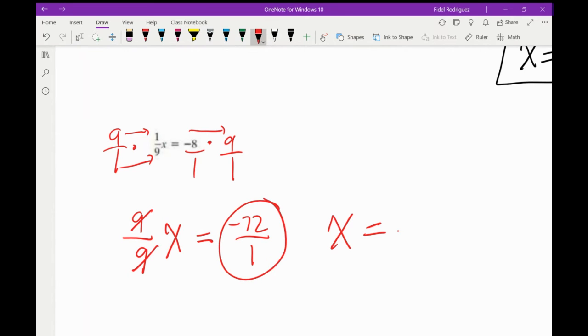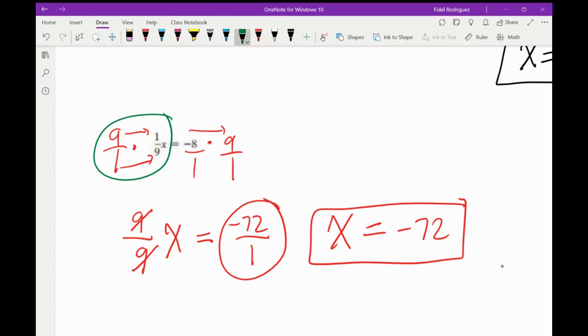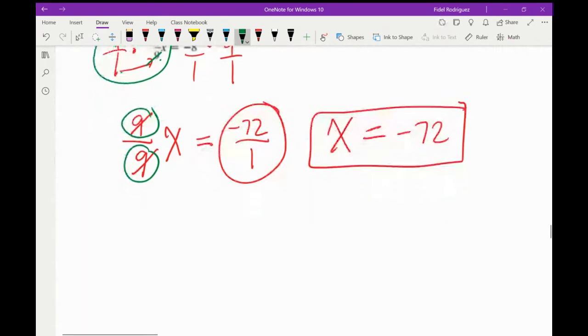And -72 over 1 is just -72. So one of the things that I want to point out is that when we multiply by the reciprocal here, this 9 and that 9 are always going to cancel out, right? So I'm walking you slowly through the process, showing you 9 times 1 is 9, so I wrote it right here, and 1 times 9 is also 9, so I wrote it right here. But that's always going to be the case, okay? And those numbers are always going to cancel out, all right?